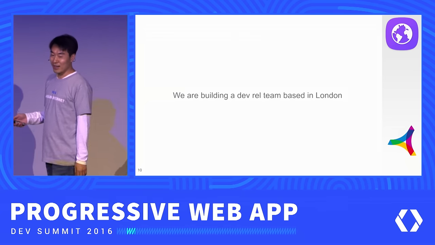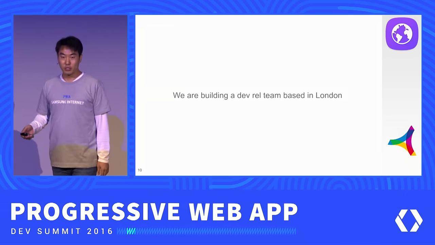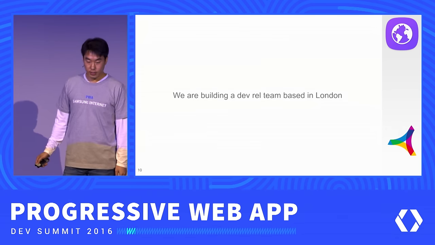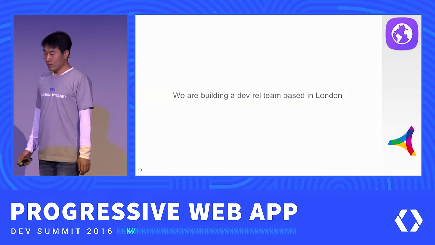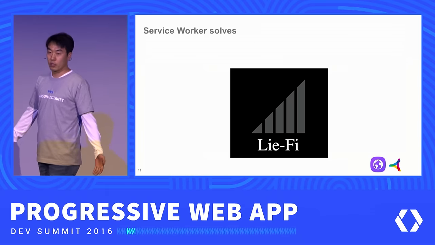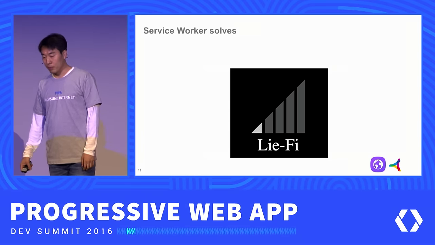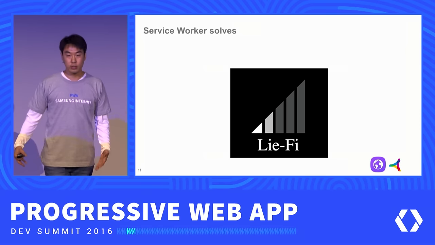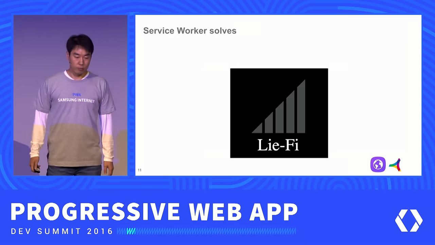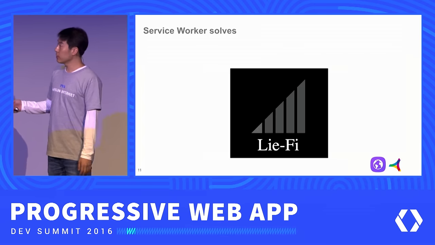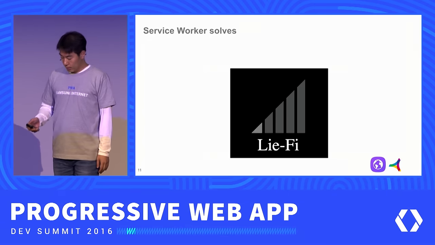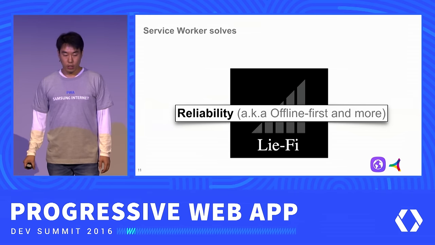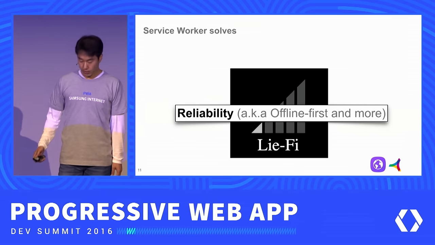Hello, everyone. I'm Jungkee Song on the Samsung Internet team. I'm working on the web platforms and standards. So we have talked a lot about service workers yesterday, so it's time to wrap up. Basically, service workers solve two essential problems. First of all, service worker solves this Li-Fi. Service worker brings the reliability bits to web application development.